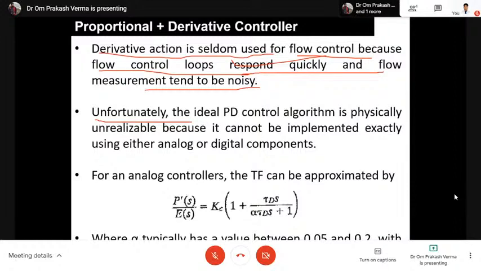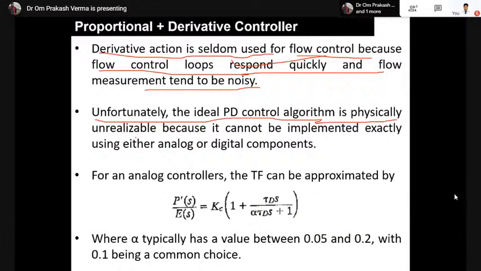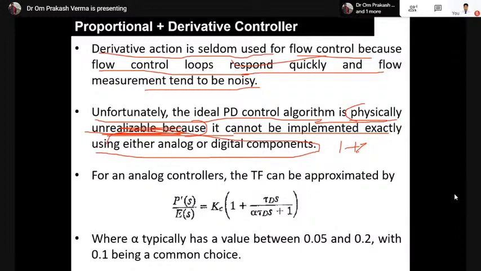Unfortunately, the ideal PD control algorithm is physically unrealizable. It is not physically realizable. Physically, it is a very important line. It cannot be implemented exactly using analog or digital components, so we cannot design it exactly; we can design it like this.